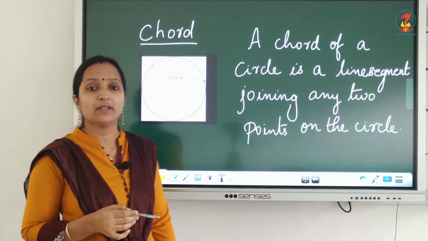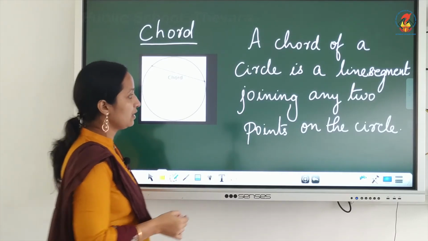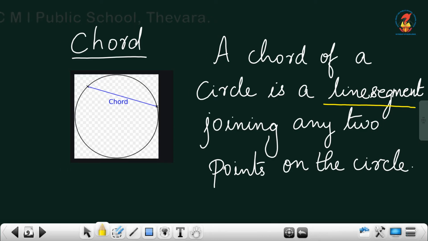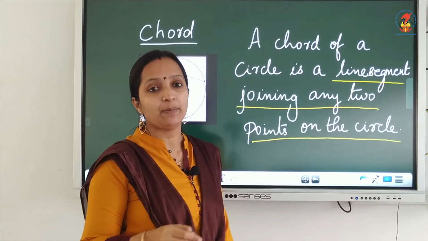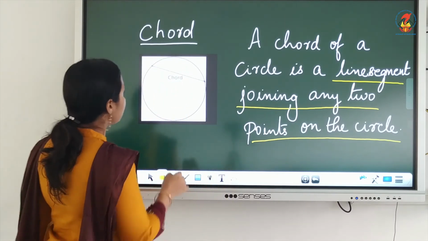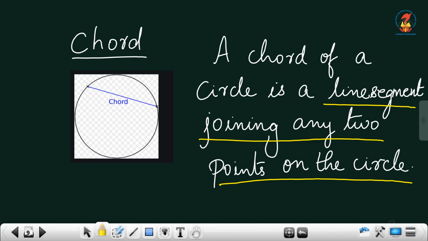Now, the next topic, chord. What do you mean by chord? A chord of a circle is a line segment joining any 2 points on the circle. It's not compulsory that it has to pass through the center. Okay. So, a line segment joining any 2 points. This is a chord. This is a chord. This is a chord. Okay.